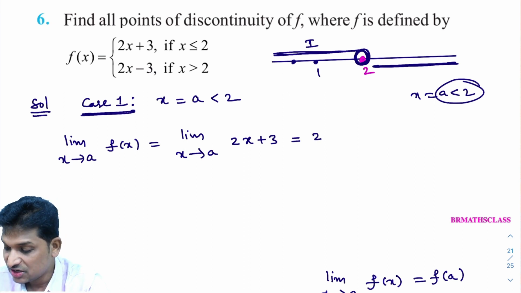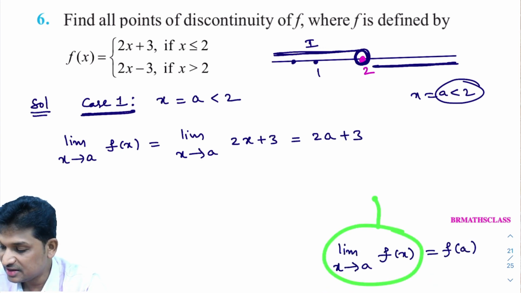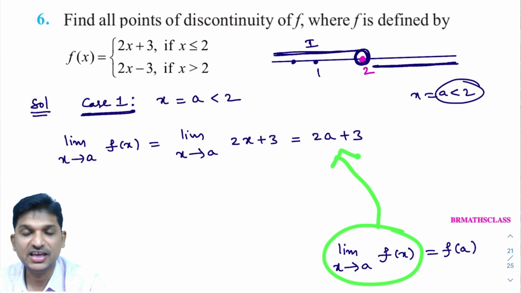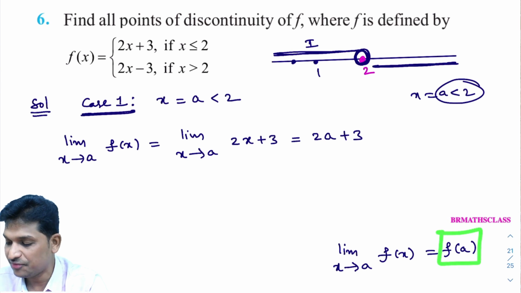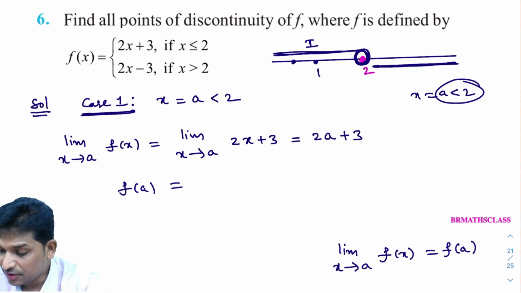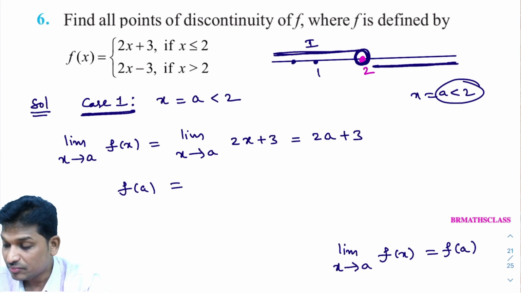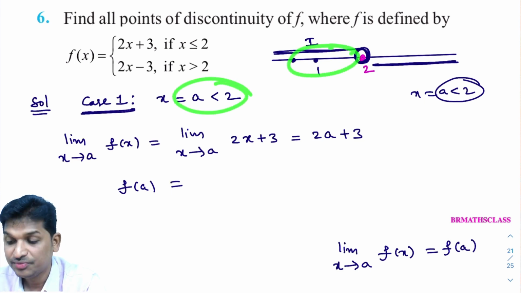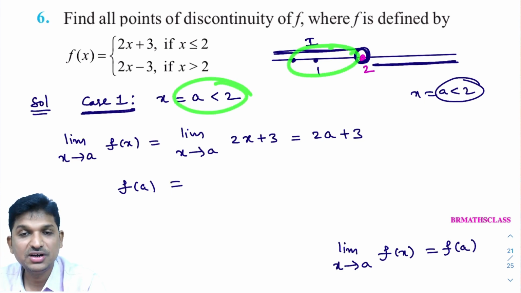What will you get? You will get 2a plus 3, because in place of x I am writing a. I calculated this and got 2a plus 3. What is a here? a can be chosen as any number less than 2. Now I will calculate f of a. What is a? A value is any number less than 2.